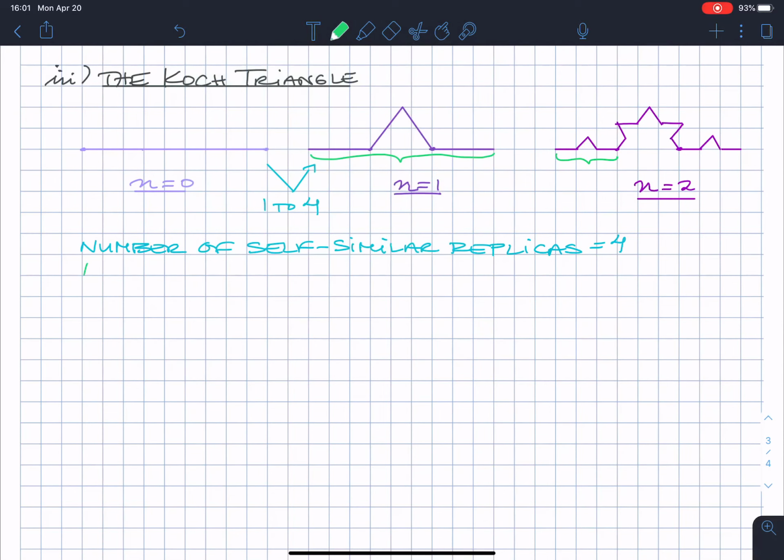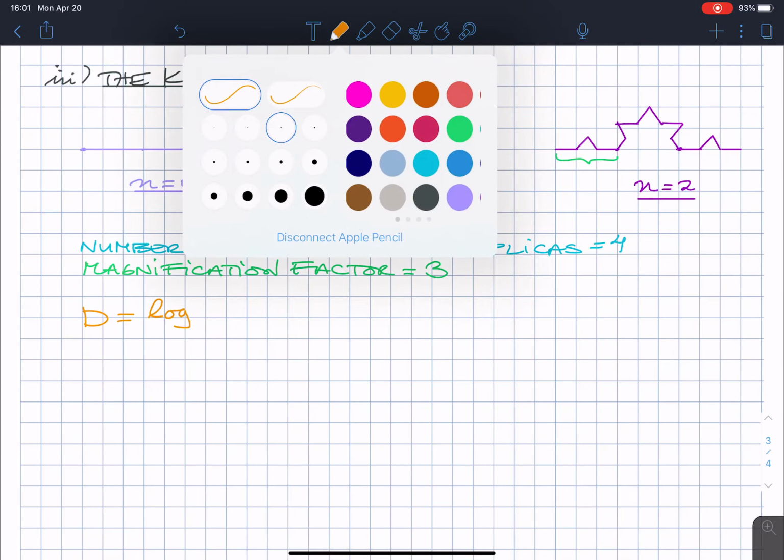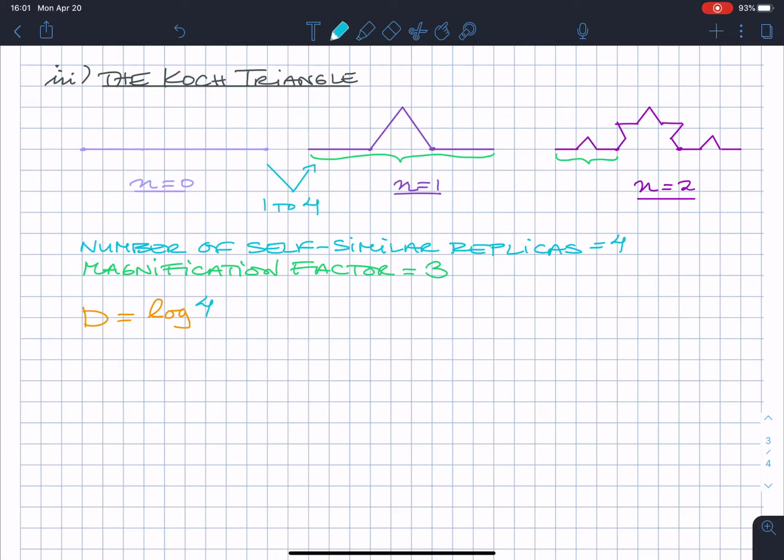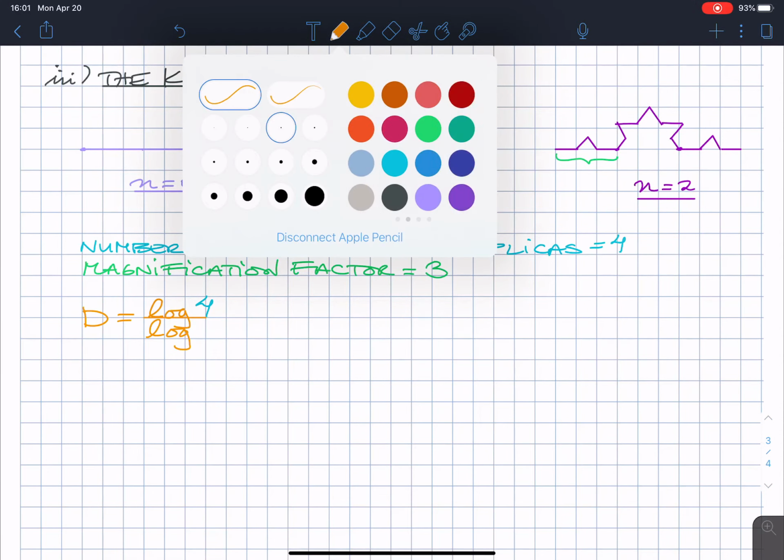And we found that the magnification factor, we saw that it went from 3 to 9, so it was 3, right? So the dimension here is going to be log of 4, the number of self-similar replicas, divided by log of 3, the magnification factor.